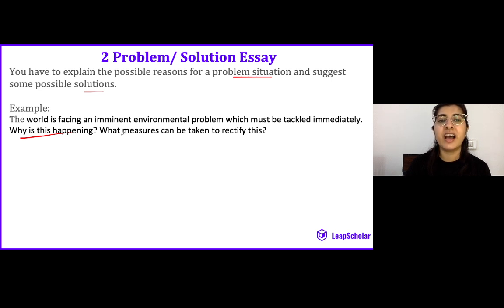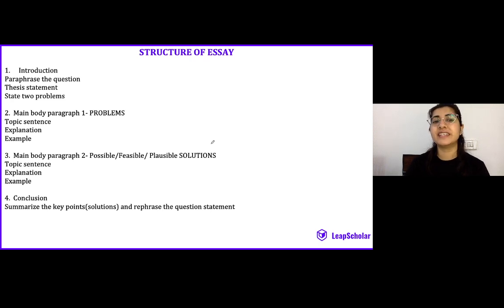And the second question asks you, what measures can be taken to rectify this? Which means, what can people do? What solutions, suggestions can you recommend? Now, the structure of this essay. You can see, again, a simple 4-paragraph structure we can follow. You introduce the essay first of all. Then you can write both your problems. 2 problems, because the question is asking what are the problems in plural. So you need to write at least 2 problems in 1 paragraph. After which you can write, again, a minimum of 2, or you can even write 3 solutions, followed by a conclusion.